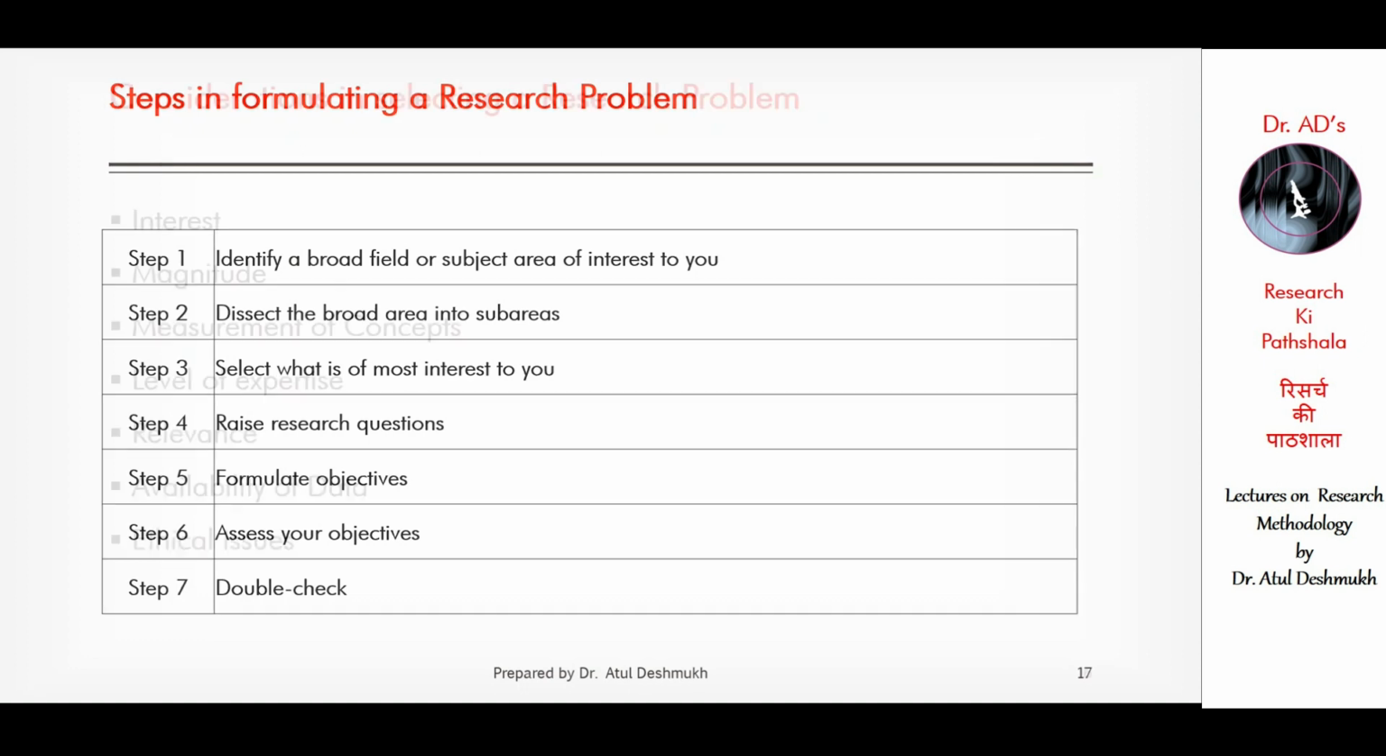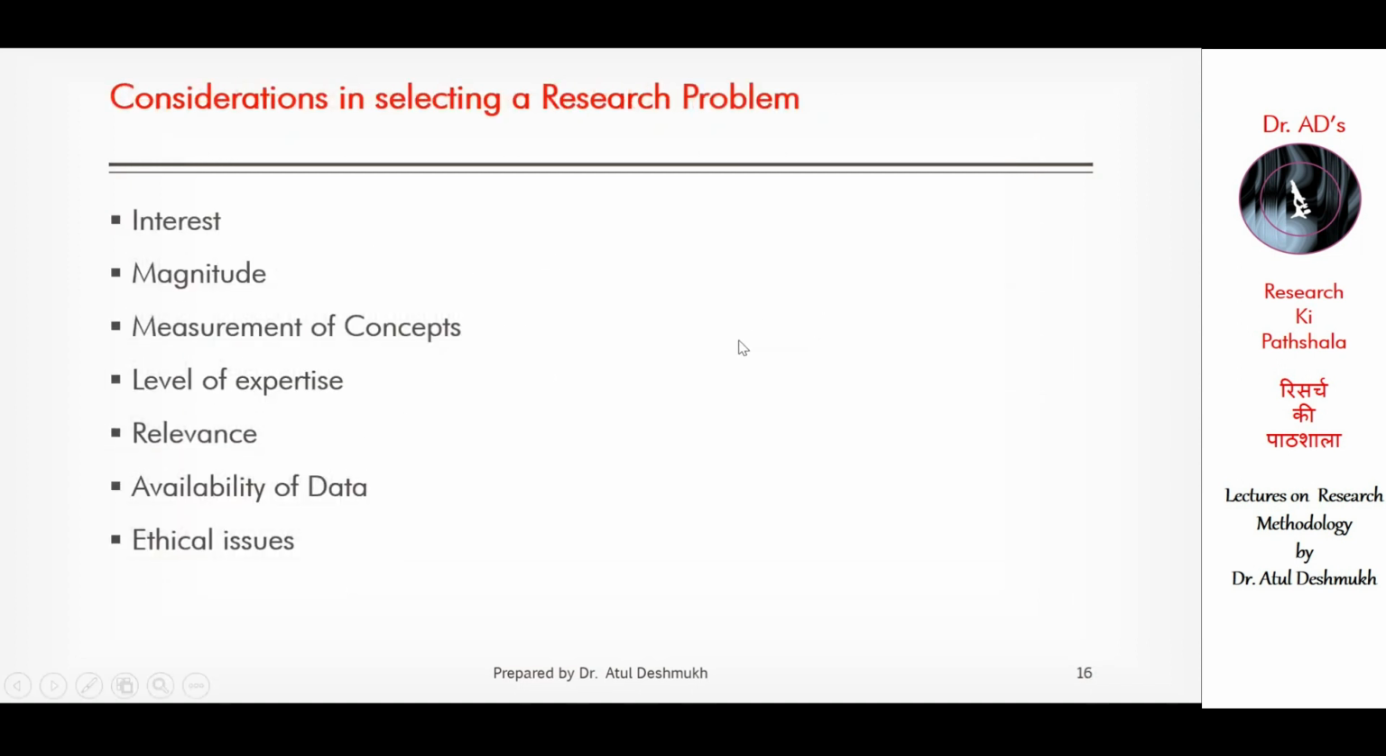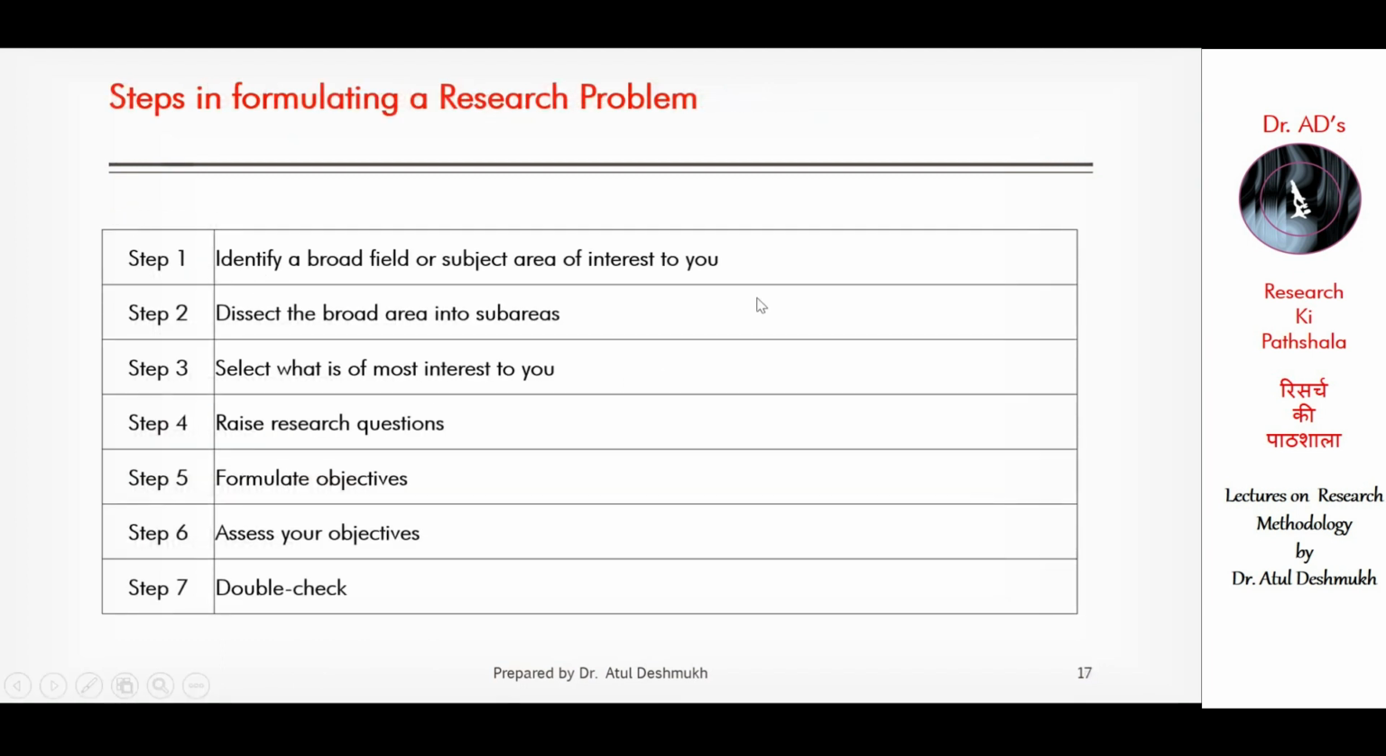After refining my research problem, I will see different aspects, I will use different considerations related to the research problem. After seeing all these considerations, I will formulate the research problem and finally prepare the final research problem. So how do we formulate a research problem? There are seven steps. First is to identify a broad field or subject area of your interest. Whatever your subject area, topic or research question, it should be of your interest. Select that in step 1.